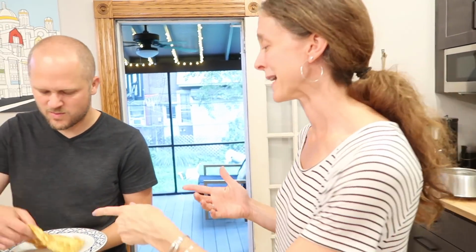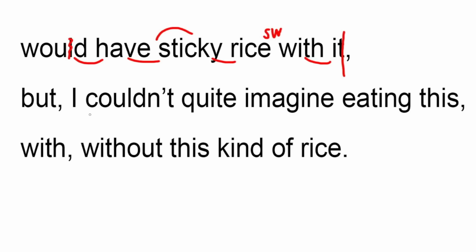But I couldn't quite imagine eating this. This, the most stressed, as she's pointing to something. But I couldn't quite imagine eating this. So she puts a little break here between but and I. If she didn't, she would have flapped the T. But I couldn't. Since she doesn't, she puts a break, separating these into 2 thought groups. We have a stop T. But I couldn't.